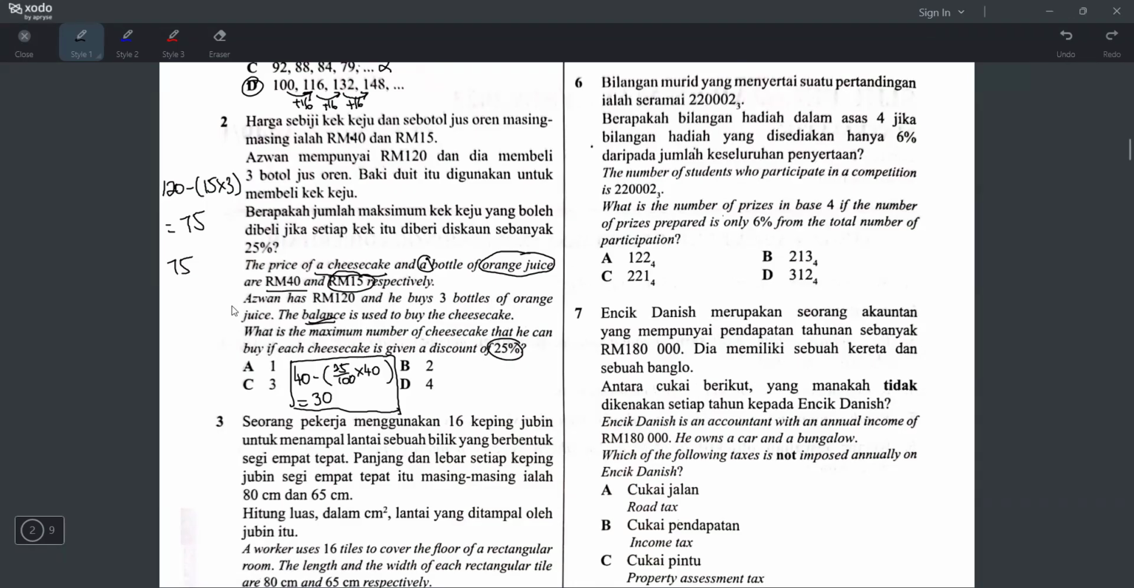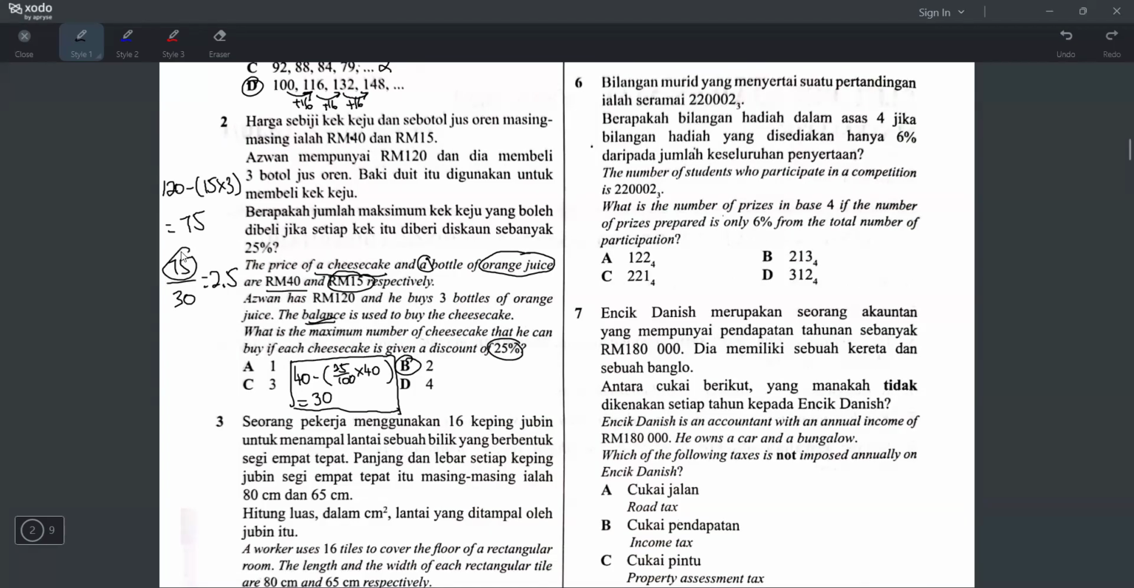Boleh juga. Okay, sekarang saya akan ambil 75 bahagi dengan 30. Kenapa divide? Kenapa bahagi? Because 75 is the balance. And they are asking you berapa cheesecake yang dia boleh beli kan. So satu cheesecake harga dia after discount 30 ringgit and dia punya balance ada 75. So kalau saya nak tahu berapa cheesecake boleh beli, saya ambil 75 bagi 30 lah. And if you tekan this, you get 2.5. It means the maximum number of cheesecake is 2. So B is the answer.